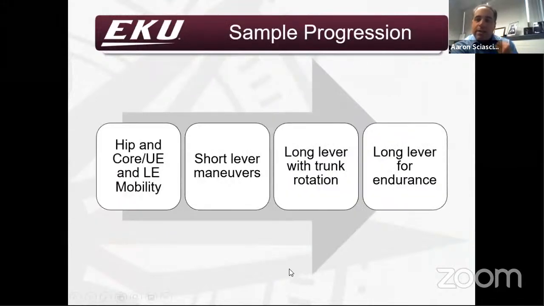So the progression we typically utilize is this. We address hip and core deficits first and early. We also address, if it exists, any mobility issues at both the upper extremity as well as the lower extremity. But as in our case, we don't really have the mobility issue, but we do have some hip and core. We then transition into the short lever kinetic chain exercises with the arm close to the body. We eventually start to bring in longer lever maneuvers, but we want to not just have the arm move by itself. We want the arm to move with the trunk or with the legs. And then finally, we will start to increase muscle endurance with the longer lever exercises by utilizing high repetition, low load type of dosing and parameters.